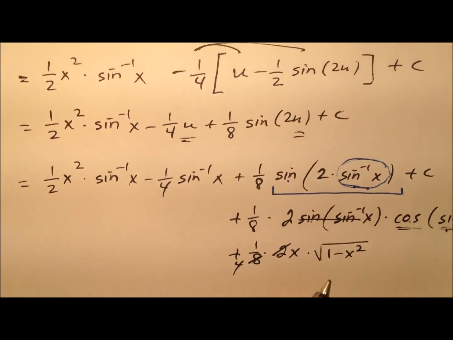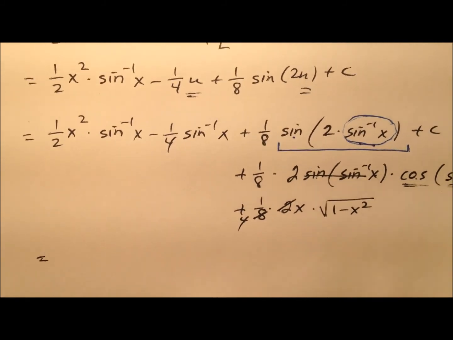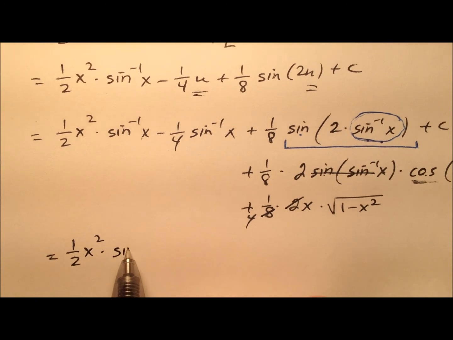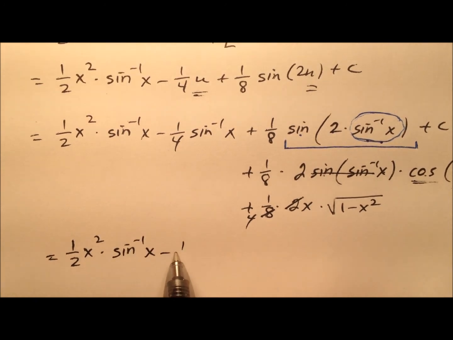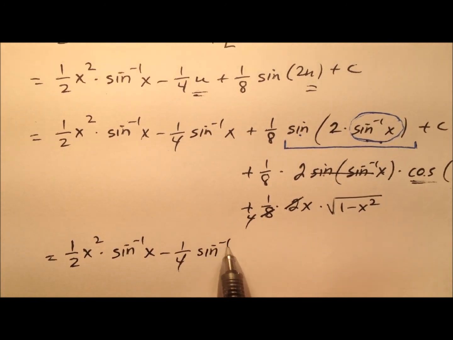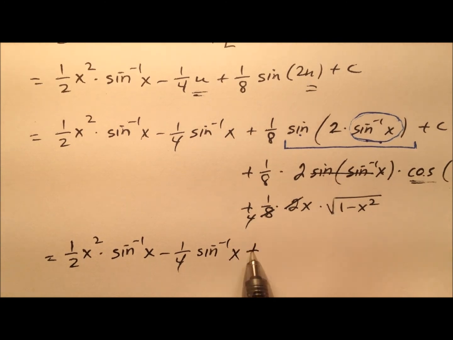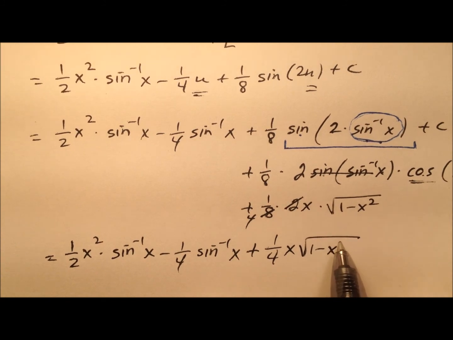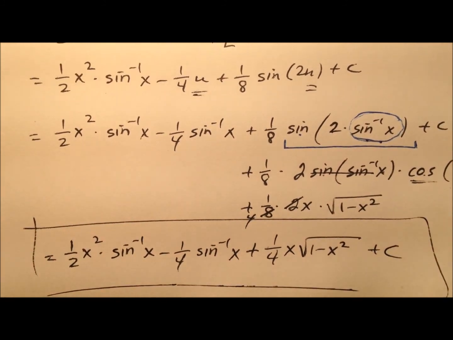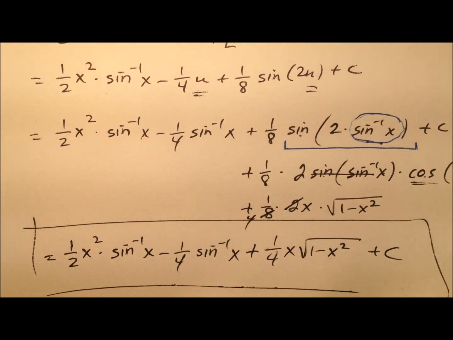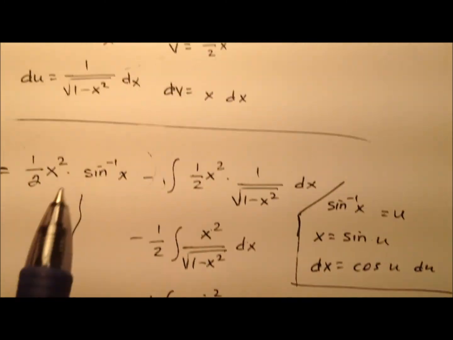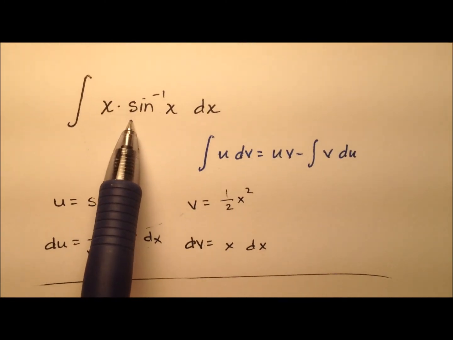So here's what this looks like, and the 2 and the 8 we can do a little canceling with. So final value here, I'll kind of bring it up a little bit more. So 1/2 x squared times the inverse sine of x minus 1/4 times the inverse sine of x plus, looks like 1/4 x times the square root of 1 minus x squared plus c. And so here is going to be that integral, beautiful as it is, for our original integral expression right here.